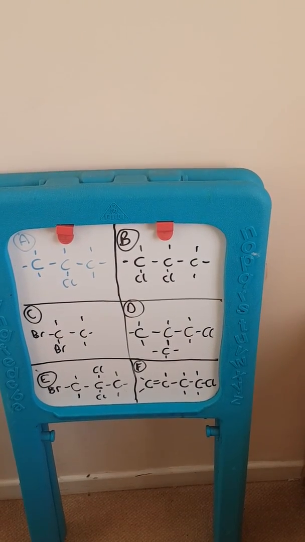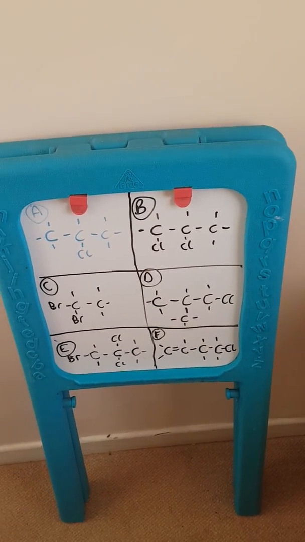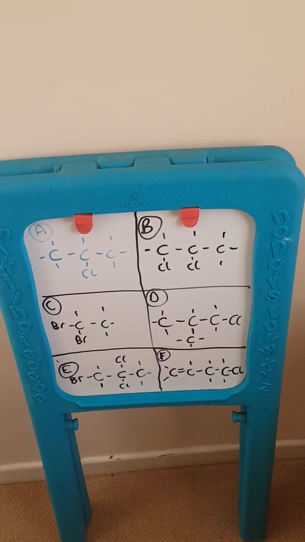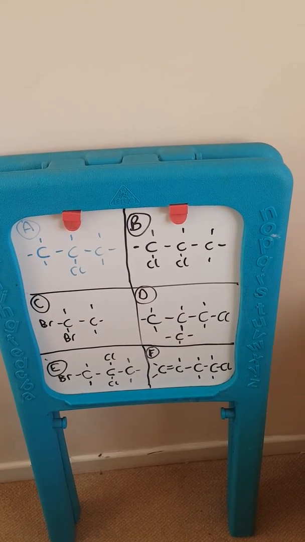E. Said earlier, you put the bromine first. It is 1-bromo-2,2-dichloropropane.